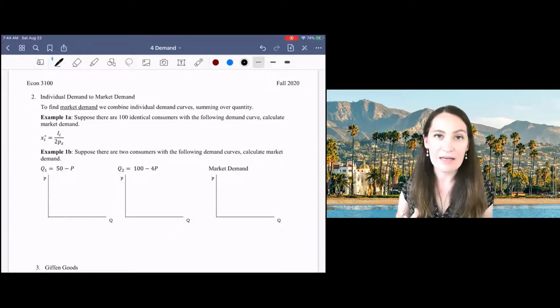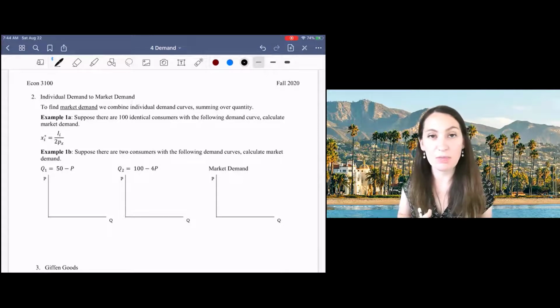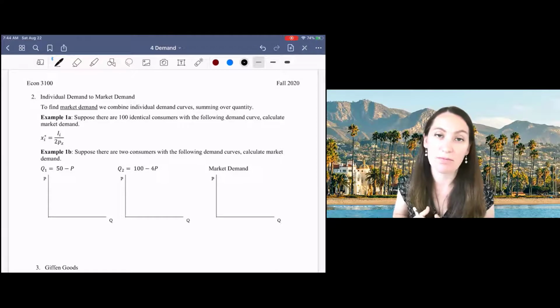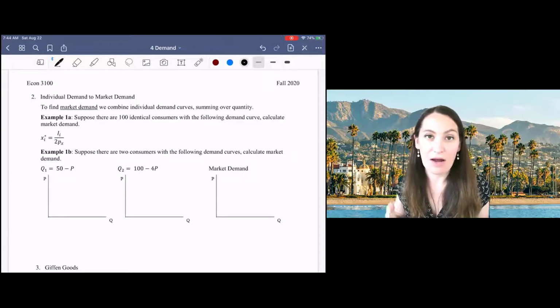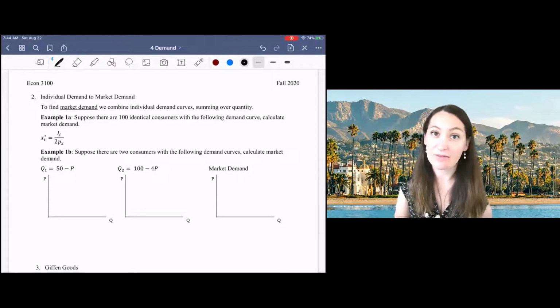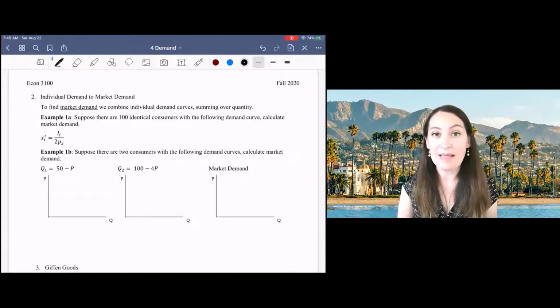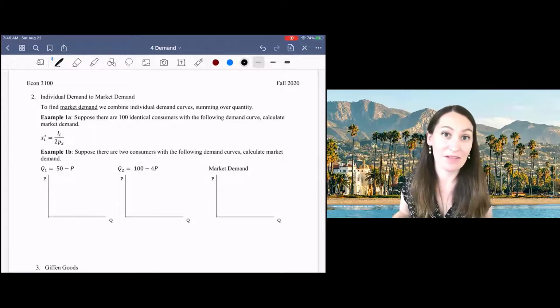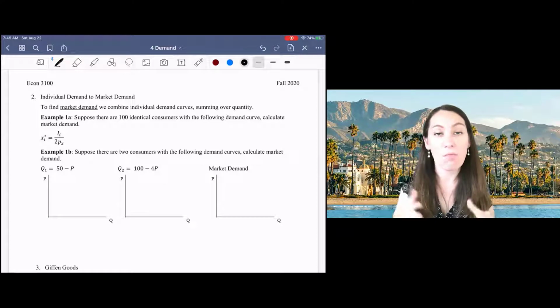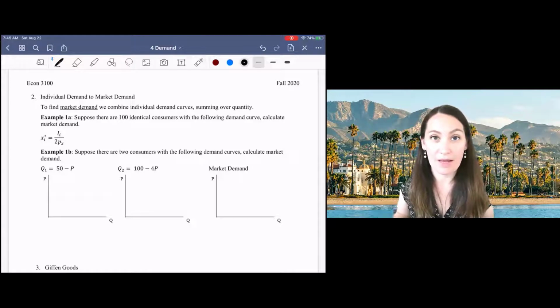I want to take a minute here to talk about the relationship between our individual demand curves and our market demand curves. So obviously in a market, we have lots of individual consumers, and maybe they all have the same preferences or maybe they have different preferences. But to get market demand, we have to aggregate or add up all of our individual demand equations.